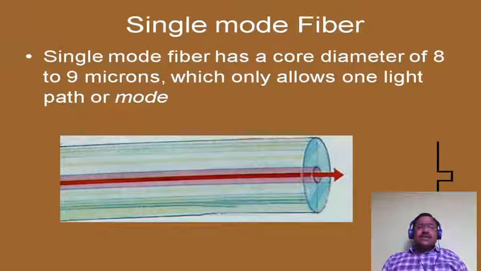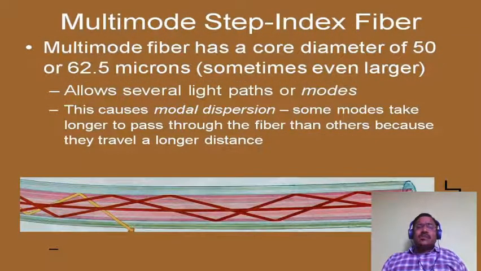If you consider the single mode fiber, it has a core diameter of around 8 to 9 micrometers, which only allows light of one light path. Whereas for the multimode step index fiber, the core diameter is around 50 to 62.5 micrometers, which allows several light paths or modes to pass. This causes modal dispersion. Some modes take longer to pass through the optical fiber than the others because they travel longer distance.